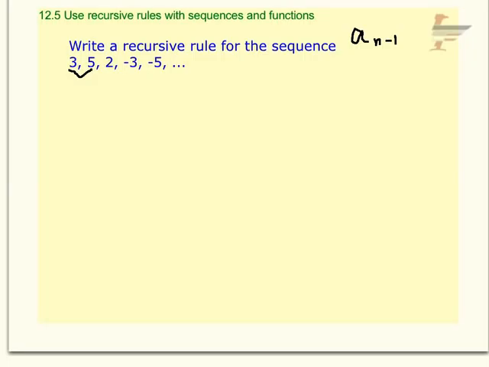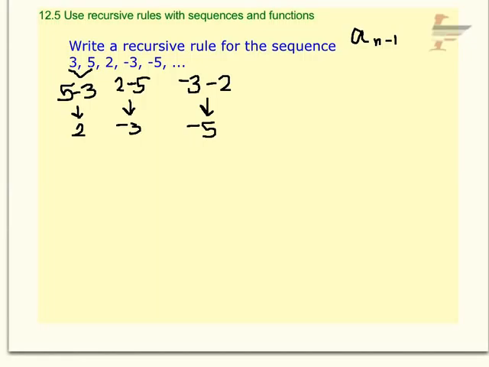If you look at the 5 and the 3, notice that 5 minus 3 is 2. 2 minus 5 is negative 3. Negative 3 minus 2 is negative 5. So each term minus its previous equals the next term. So 2 minus 5 gives us negative 3. Negative 3 minus 2 gives you negative 5.